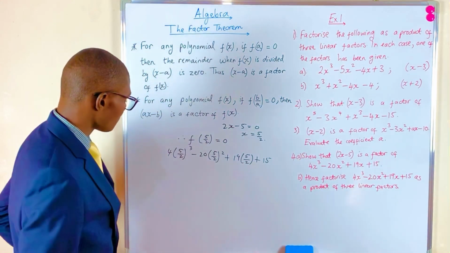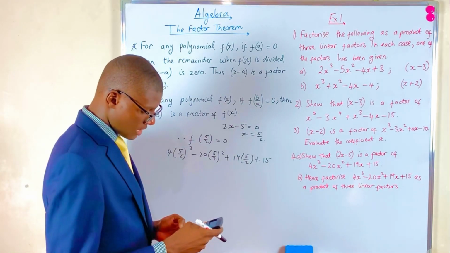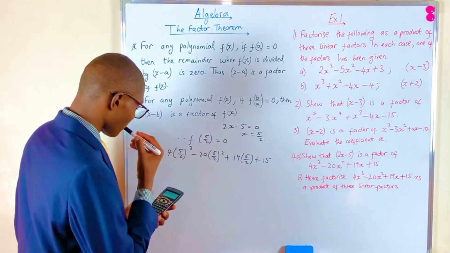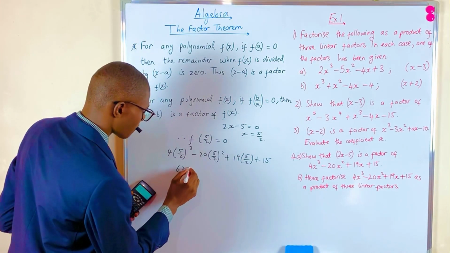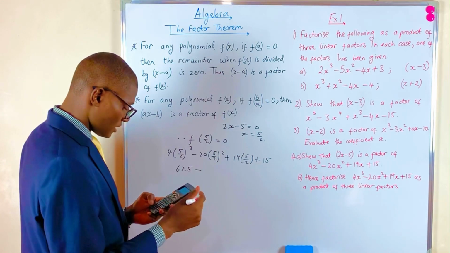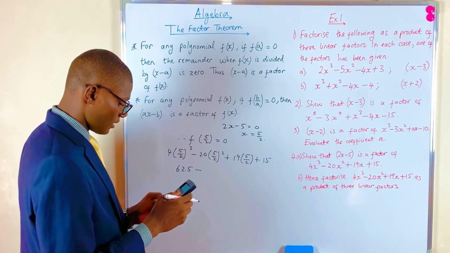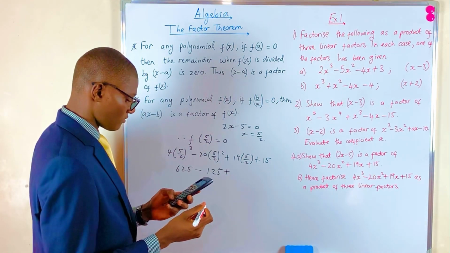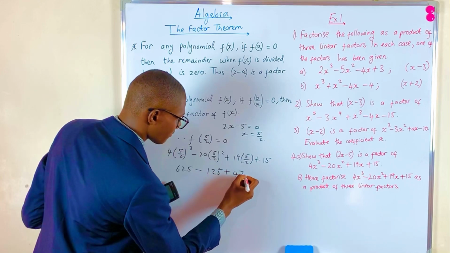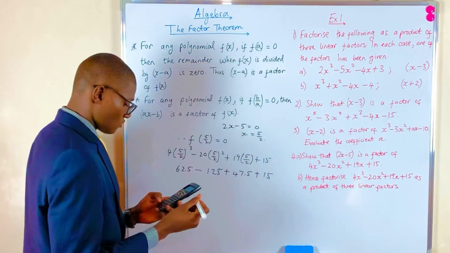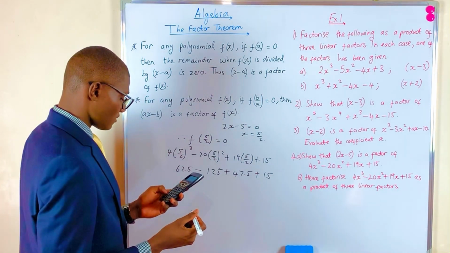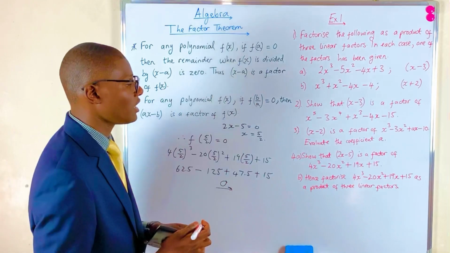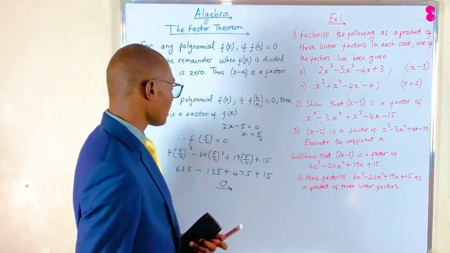Right. So now let's simplify this. We're saying 4 times 5 over 2 raised to the power of 3. That will give us 62.5. 62.5 minus 20 times 5 over 2 squared. This will give us 125. And then plus 19 times that will give us 47.5. And we're saying plus 15 here. So 62.5 minus 125 plus 47.5, then plus 15. That will give us a 0. And this implies that 2x minus 5 is a factor. Right?